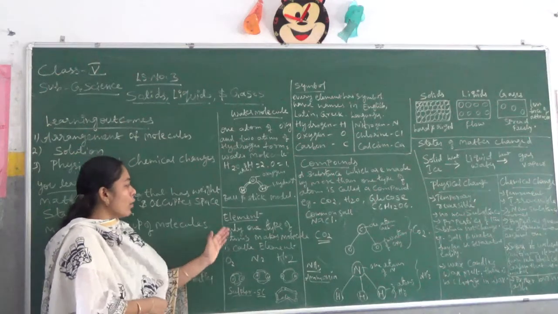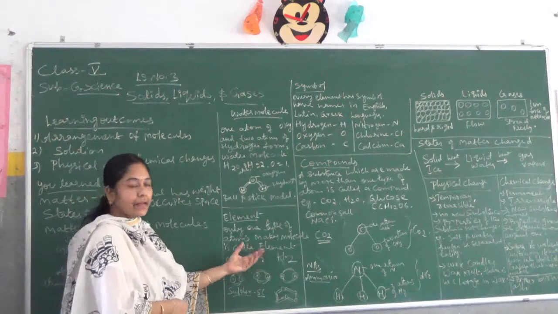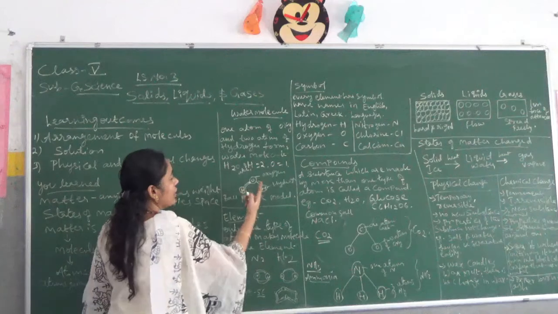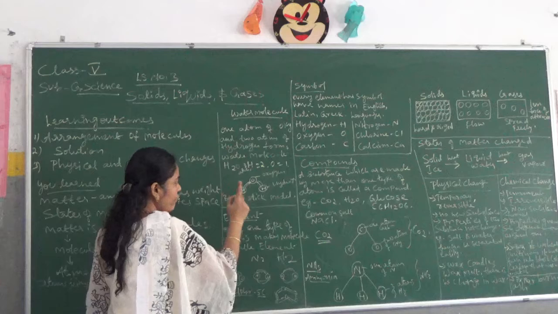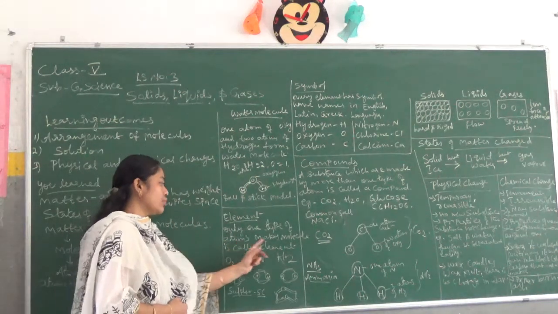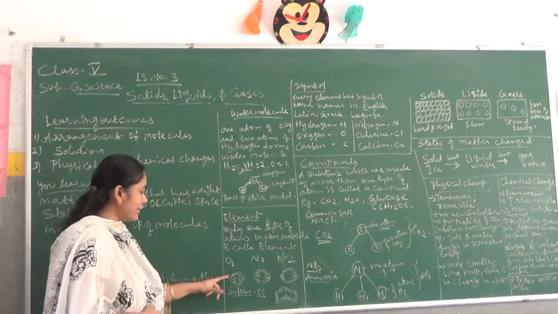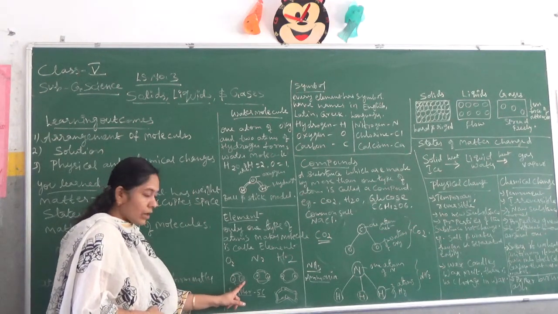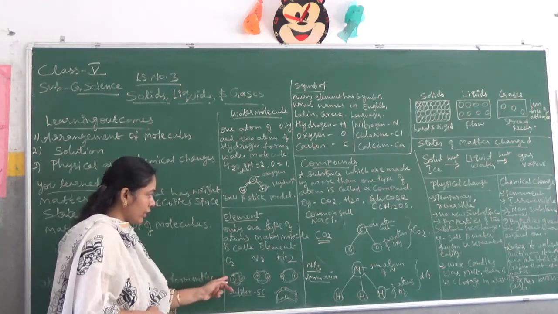Now coming to the next point: element. What is an element? Only one type of atom making up a molecule is called an element. Here, 2 different types of atoms, oxygen and hydrogen, form a water molecule. An element is only one type of atom making a molecule. Examples of elements are oxygen, O2. O2 means oxygen 1, oxygen 2, linked together. This is the oxygen element.